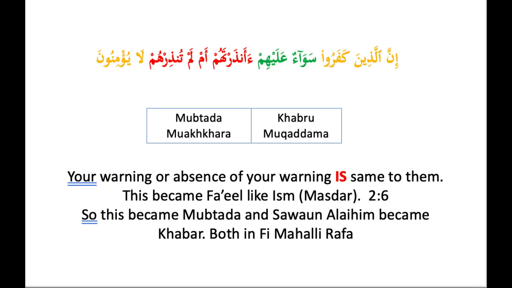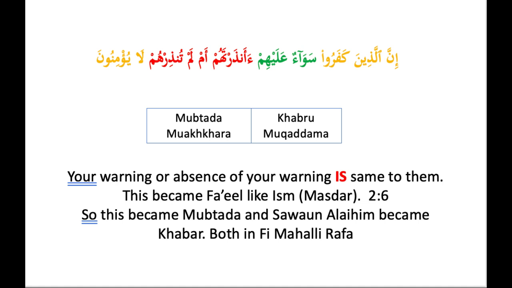And this is how we will make up the meaning. Whether you warn them or do not warn them is same to them. So same to them, Sawa'un alayhim is a Khabar. And anzartahum am lam tunzirhum is a Mubtada. But obviously Mubtada came at the end instead of at the beginning. That's why Mubtada will be called Mubtada Muakhara. And Sawa'un alayhim is the Khabar which is supposed to go at the end. But here it came at the beginning.